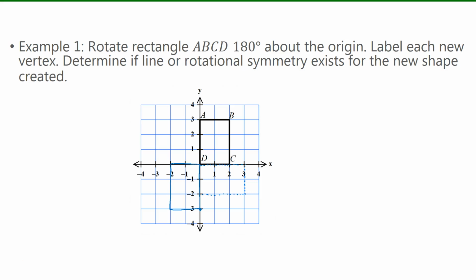Now this point down here corresponds with A, so we'll call this A prime. This point is B prime. This is C prime. This is D prime. So now if we look for any line symmetry, there's no vertical or horizontal or even diagonal symmetry here. So we're going to say that there is no line symmetry.